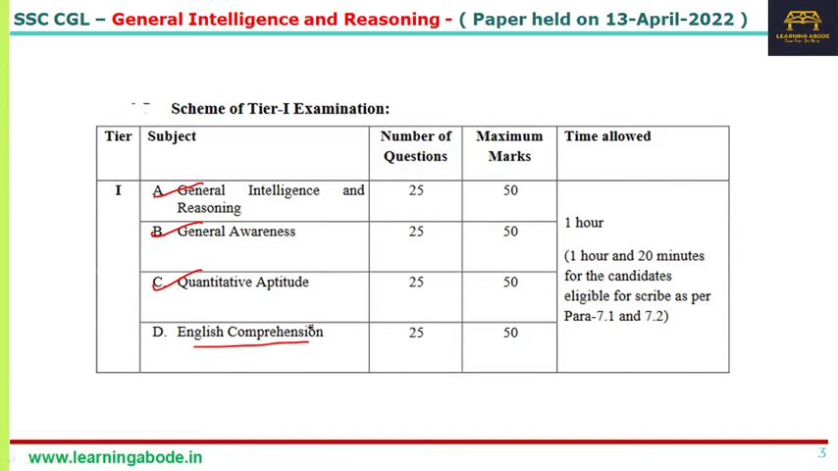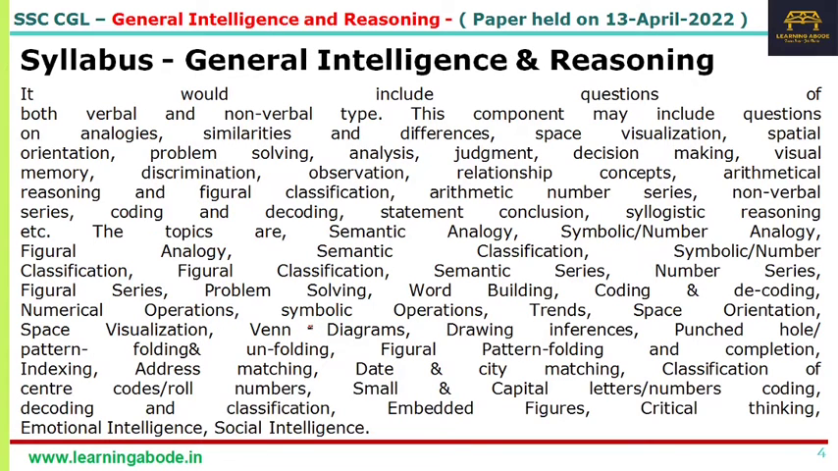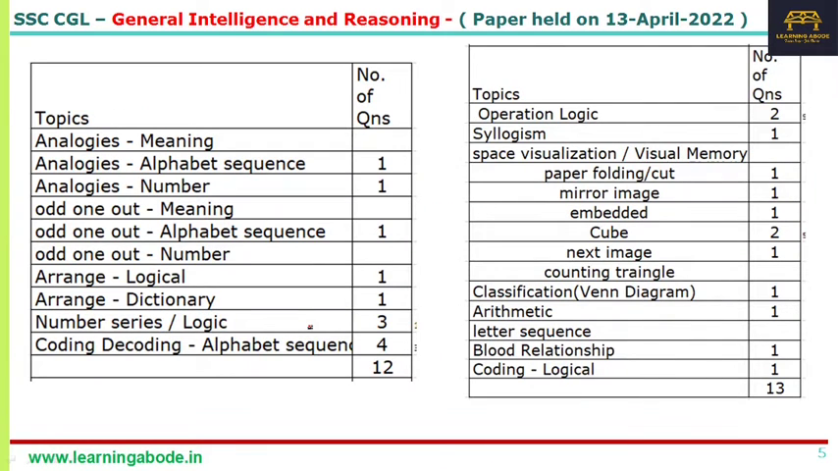Now coming specifically to general intelligence and reasoning, this is the official syllabus. You can look at the syllabus later. You can split it up into questions like this. I'm not saying that for this paper this is an accurate description, but generally you will get around this many. Of a total of 25 questions, you get 1 question in syllogism, 1 in blood relationship, and so on.